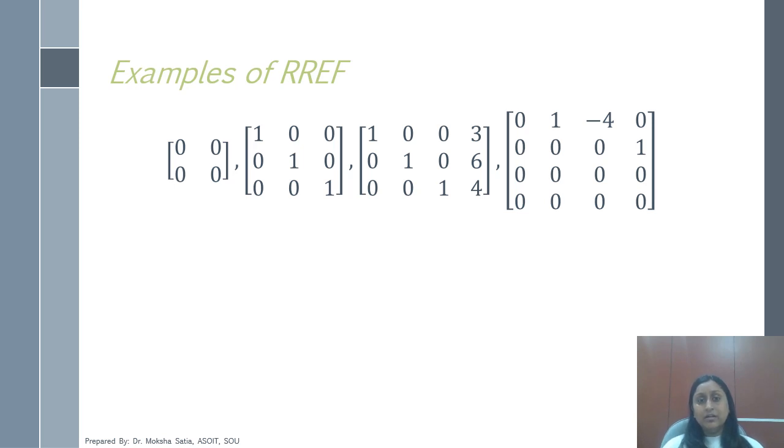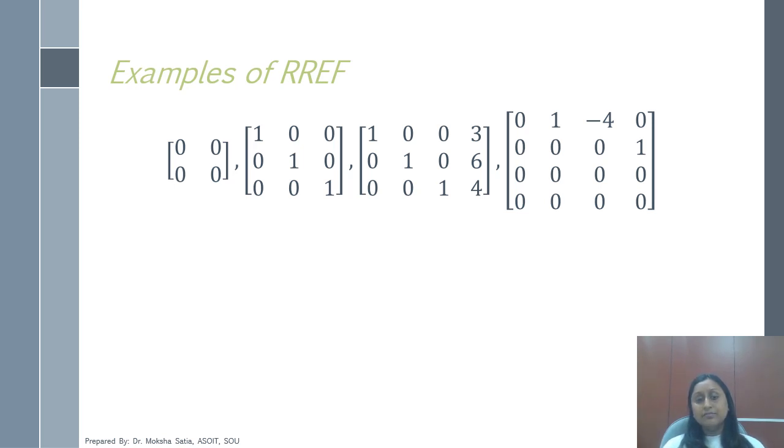We remember that every identity matrix is in a reduced row echelon form, because in that matrix every row is a non-zero row and every row has a leading one, and for every leading one, the column of that leading one has only zeros other than that. So let's jump into the third example.